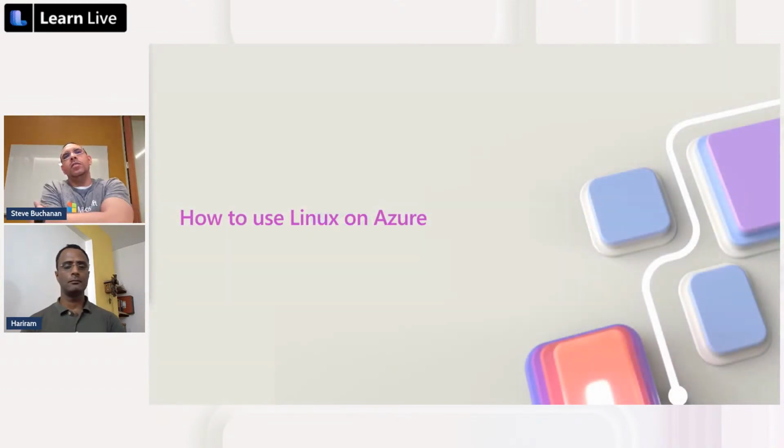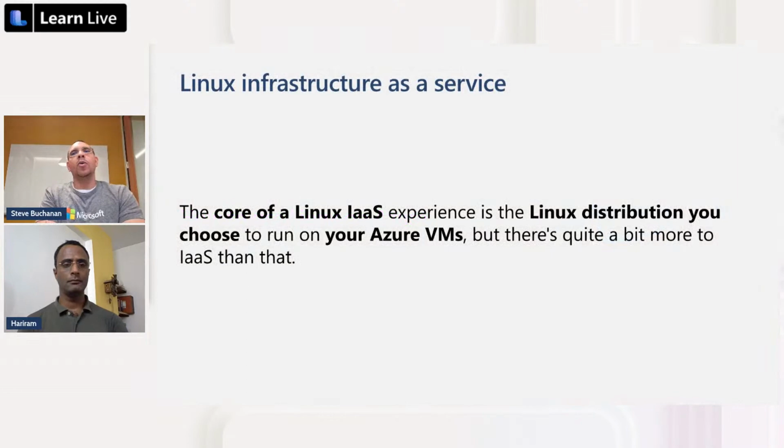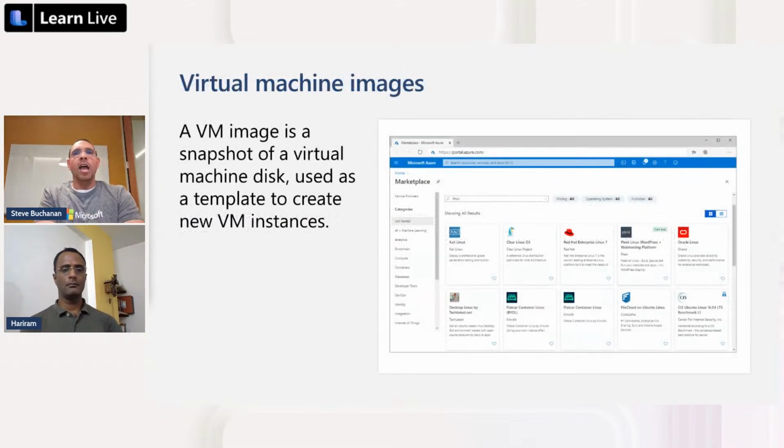So now the next area in this Learn module is really, how do you use Linux on Azure, right? And the core of the Linux IaaS experience is all about the distribution that you choose and that you run on your Azure VMs. And so in Azure, there's a ton of images out there that you can select from to run on your actual VM. There's a full-blown marketplace where you could go and you could find the distro that you might be looking for.